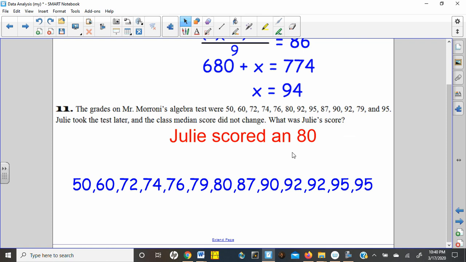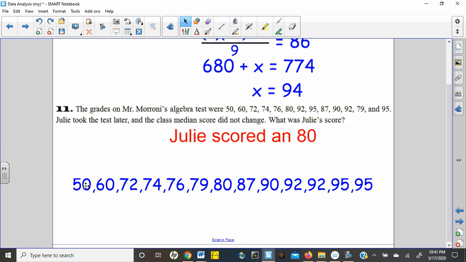Number 11. The grade on Mr. Maroney's algebra tests were, and it looks like there were 1, 2, 3, 4, 5, 6, 7, 8, 9, 10, 11, 12, 13 of them. Okay. Julie took the test later. Geez, Julie. In class, and the median did not change.